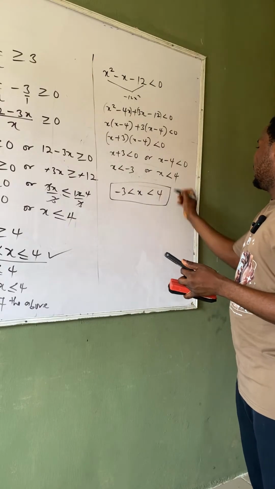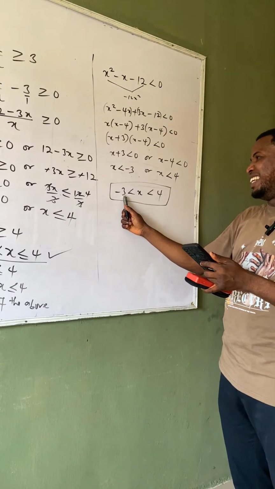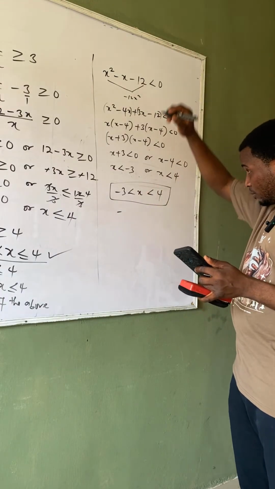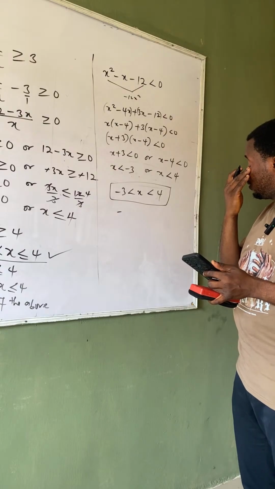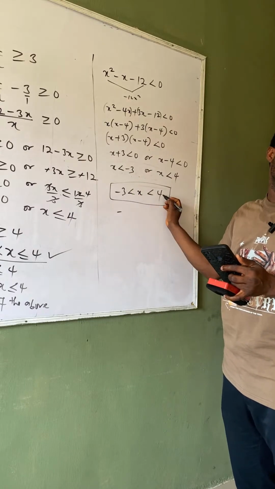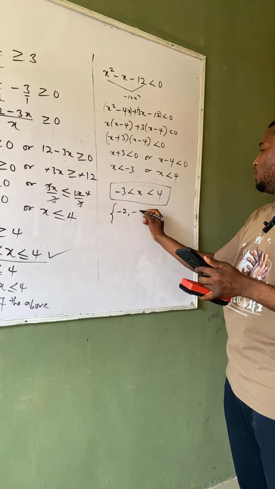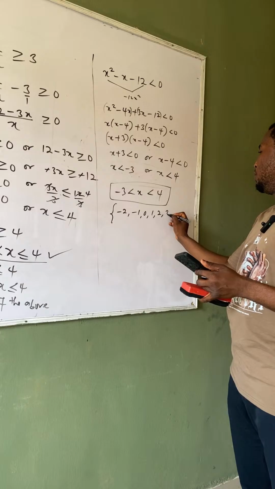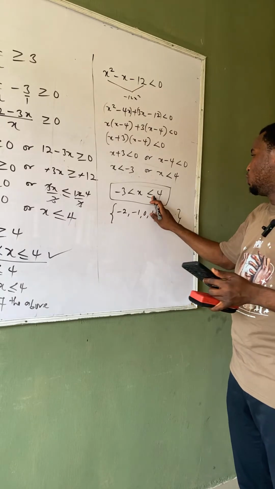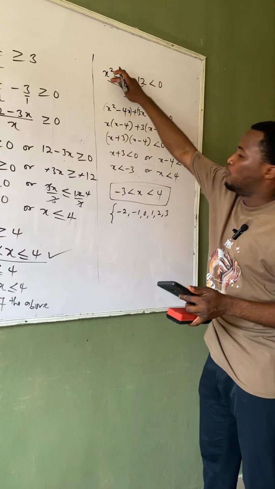So what are the values of x? Is minus 3 part of it? No, it's less than it. So x comes from minus 3 all the way to 4. That means there will be minus 2, minus 1, 0, 1, 2, 3. Is 4 part of it? No, it does not involve 4. The inequality stops at 3. If you put 4 here, you are wrong.